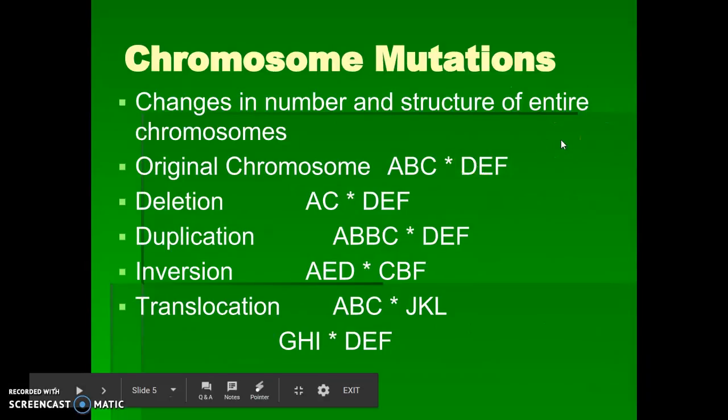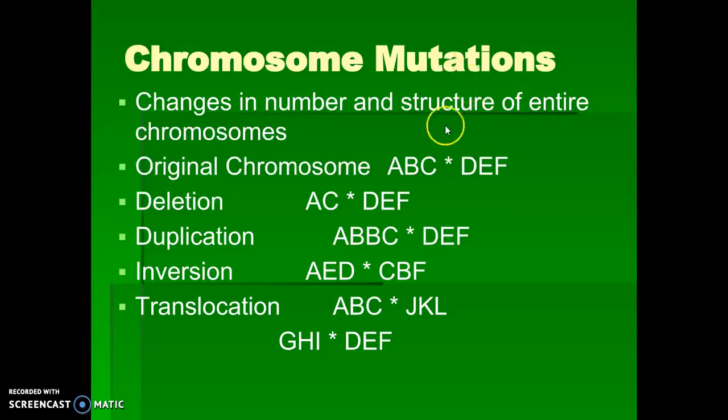Chromosome mutations mean the mutation is happening within how many chromosomes you have or the structure of the entire chromosome. So if our entire chromosome normally reads A, B, C, D, E, F, a deletion might be A, C, D, E, F, so we deleted the B. Duplication, we have two B's.